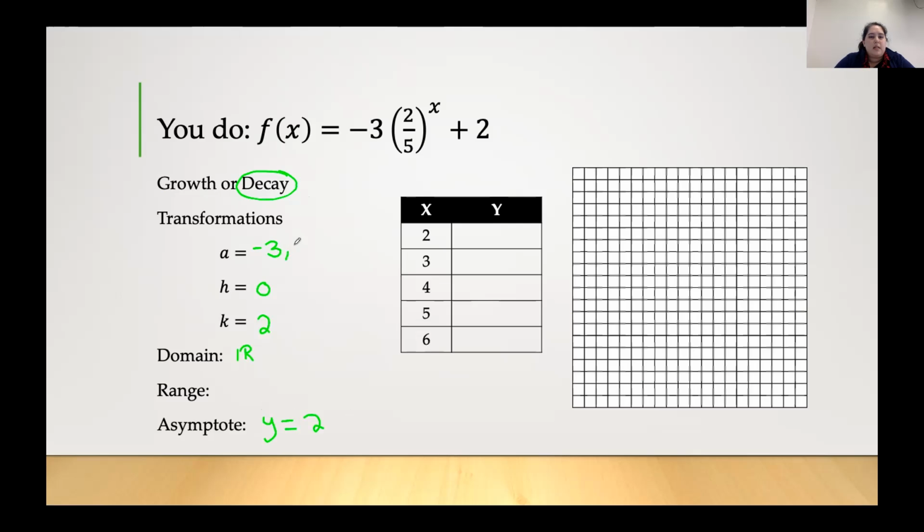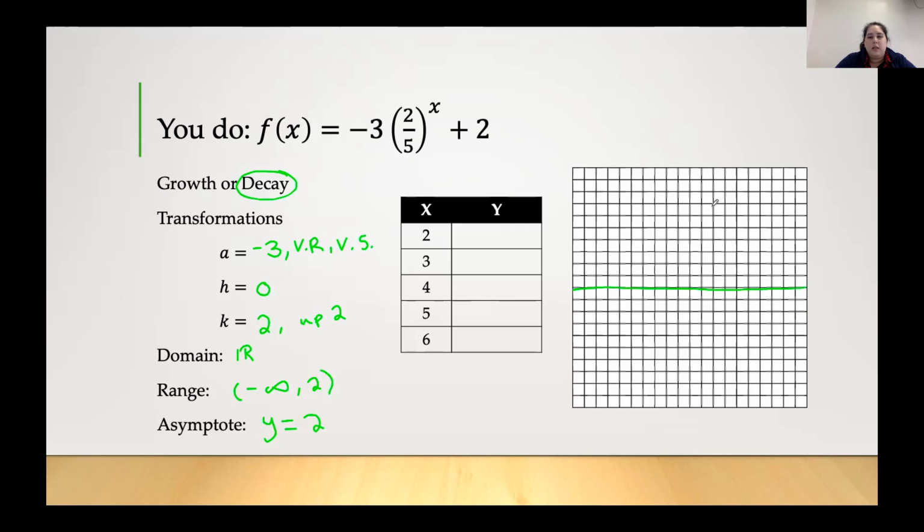The -3 tells me we have a vertical reflection and it is vertically stretched. Even though it is a negative number, the 3 makes it stretched because we're looking at the absolute value of A when we're looking at compression and stretches. On K equals 2, we go up 2 units. Since the A value is negative, we start at -infinity and we finish at our K value, which is 2.